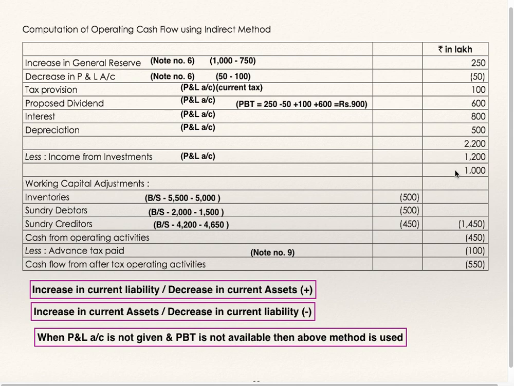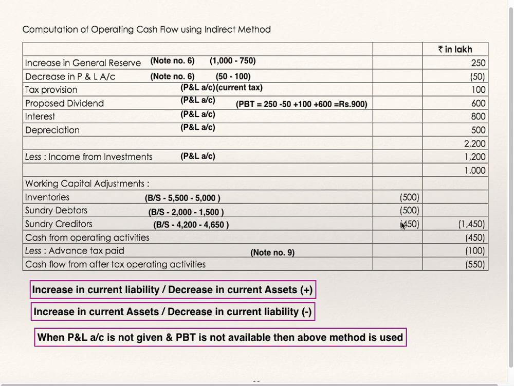Now you have to do working capital adjustments. Inventories are given in the balance sheet, opening as well as closing. If there is an increase in inventories, that is an increase in current assets, then in that case you are supposed to deduct. Sundry debtors, again increase in sundry debtors, debtors are given in the balance sheet, deduct. Sundry creditors, there is a decrease in sundry creditors, these are also given in the balance sheet, deduct.